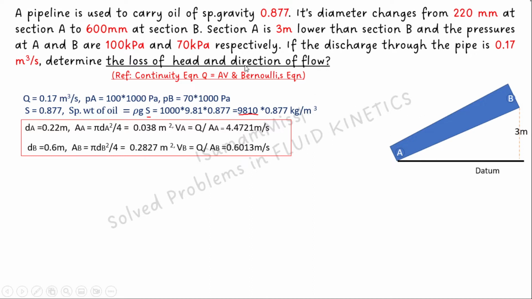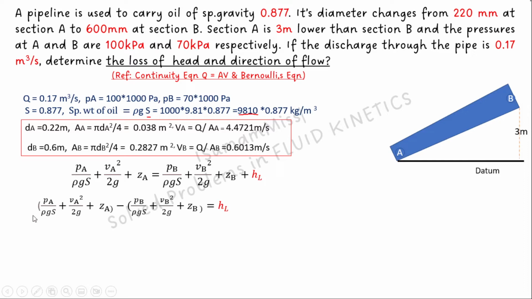In order to find the direction of the flow, we have to calculate the total energy at section A and the total energy at section B. Always the flow takes place from high energy to low energy. So let us apply Bernoulli's equation at section A and section B. At section A, it is Pa by rho gs plus Va square by 2g plus Za, equal to Pb by rho gs plus Vb square by 2g plus Zb plus HL. That is, HL equals the total energy at section A minus the total energy at section B.